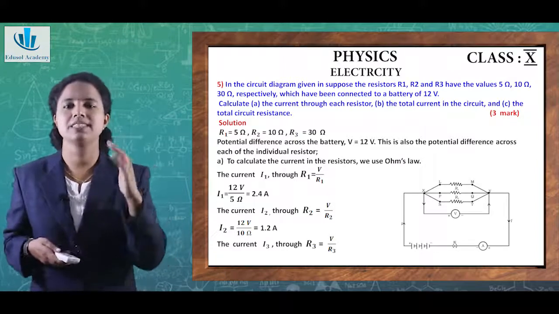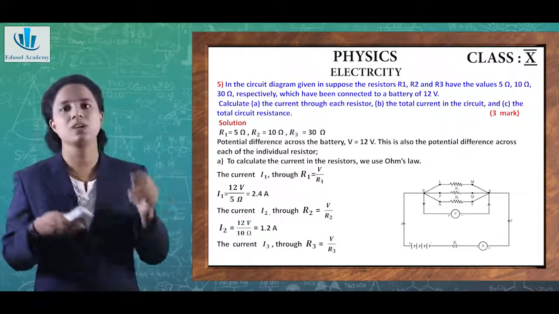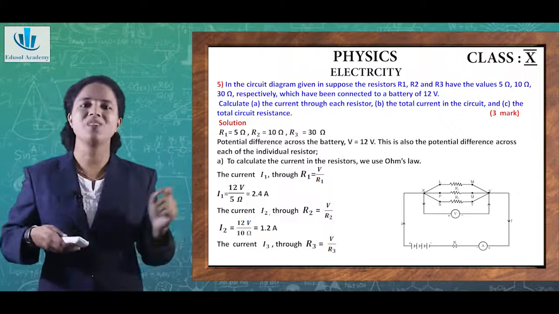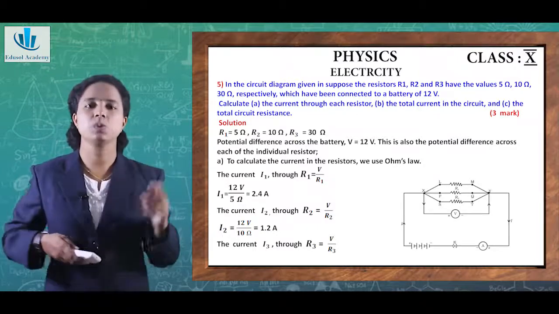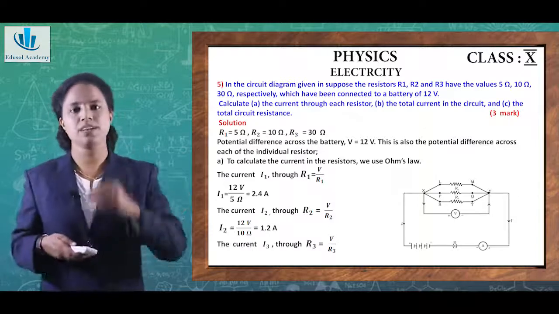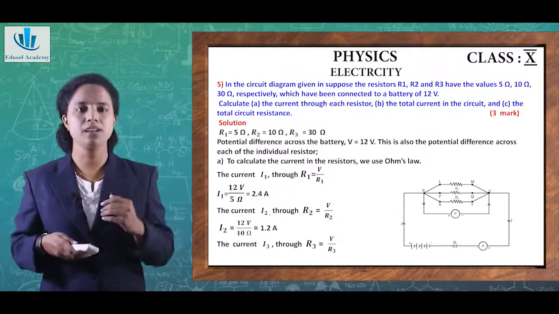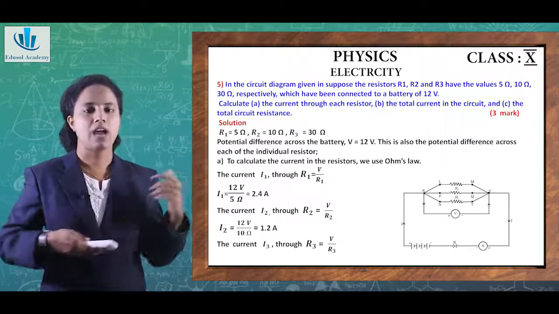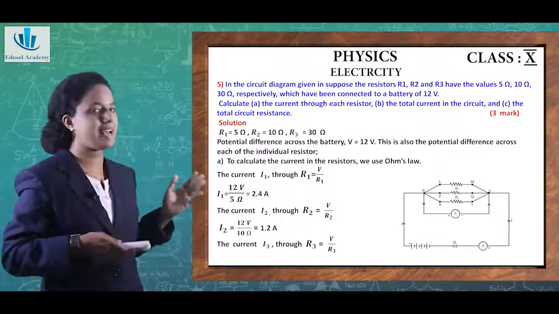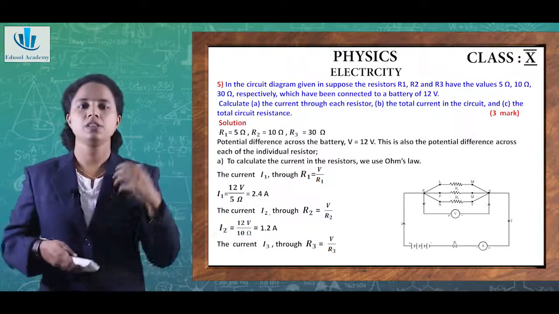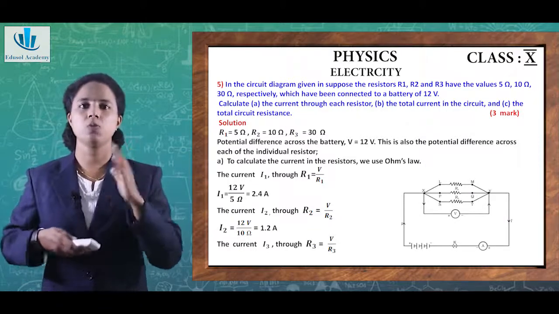We are given basically 3 quantities, R1 equals 5 ohm, R2 equals 10 ohm and R3 equals 30 ohm. So by using this, we can draw a circuit diagram as this. The resistors are connected in parallel, and along with them we have a voltmeter, ammeter, a key as well as a voltage source. So the voltage source is of 12 volt.